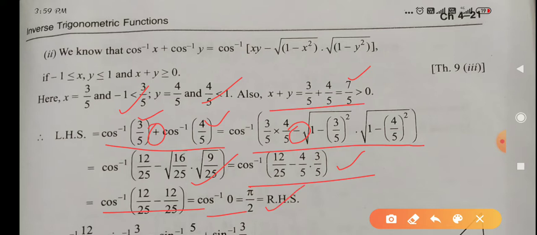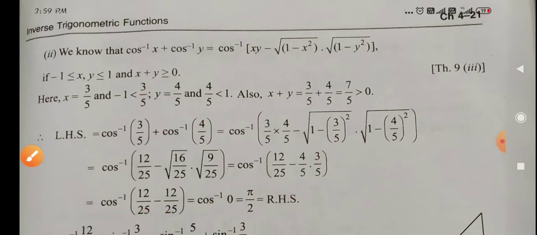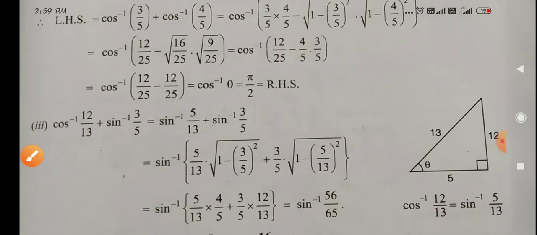So like this you can apply the properties by paying attention to the conditions given with the property. Next part is coming, third part. In the third part you pay attention. It is a very good part. Here cos inverse 12 upon 13 plus sin inverse 3 upon 5 is given. So you cannot apply the property of cos inverse x plus cos inverse y because both are not cos inverse.